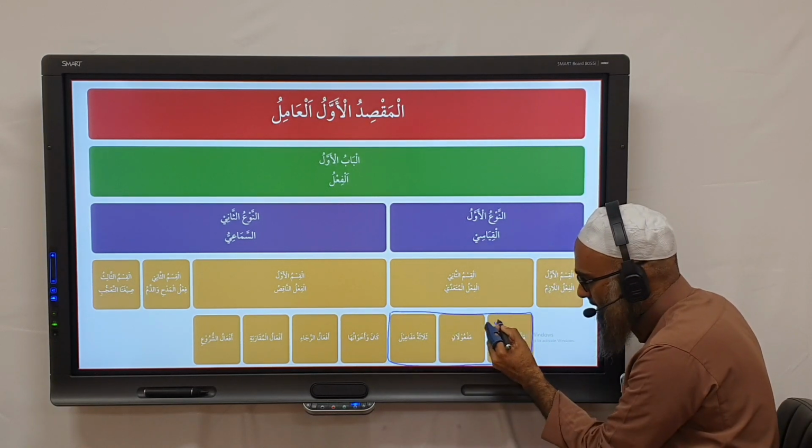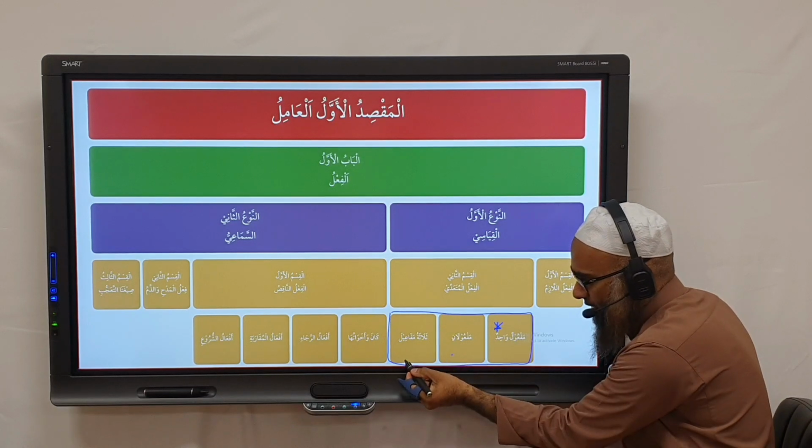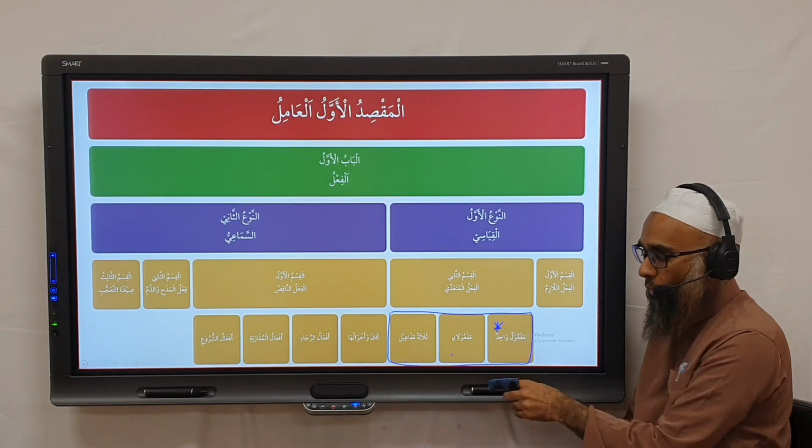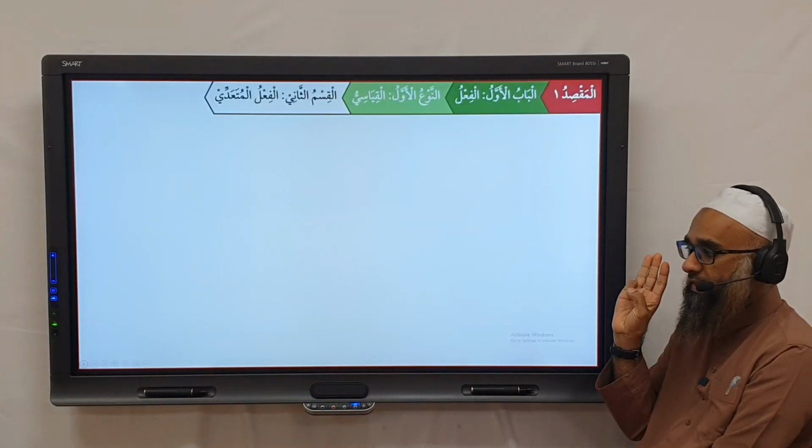The most common is this one, obviously. This one is sometimes, and this one is very rare. So yes, but we need to know all 3 of them. So a fa'al muta'addi is of 3 types.